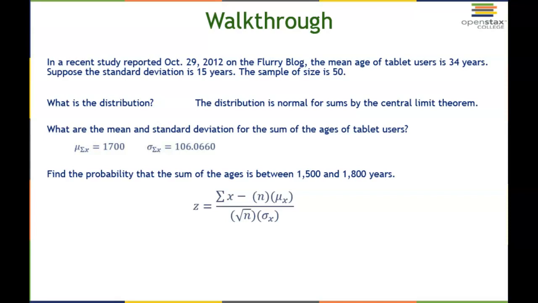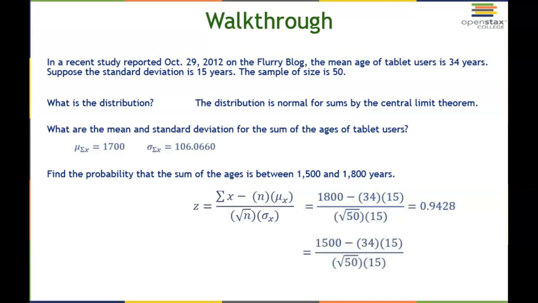So let's find the z-scores, starting with the 1,800. 1,800 minus 34 times 15, all divided by the square root of 50 times 15. Plugging that in, we get 0.9428. For 1,500, we get 1,500 minus 34 times 15, all divided by the square root of 50 times 15. We get a negative 1.8856.